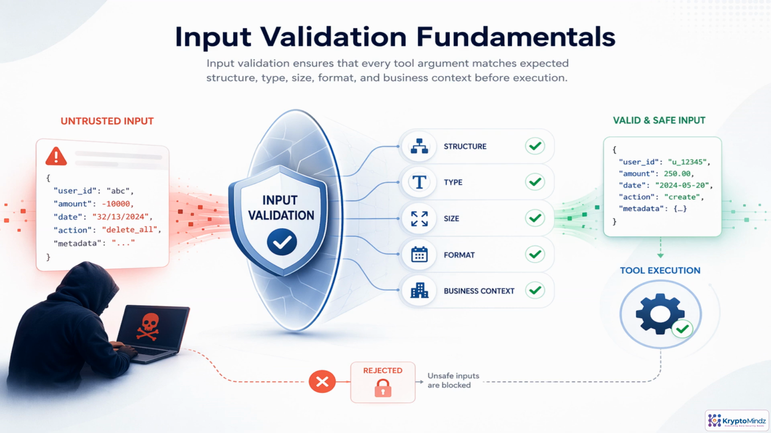Input validation is the gate between an agent's request and any real-world action. Even if the model has safety instructions, treat every tool argument as untrusted. First, check the schema: required fields, types, sizes, and formats. Then check business rules, such as whether an amount is allowed, a date makes sense, or an action is permitted for that user. If anything fails, reject it predictably and return a minimal, safe error. Only validated, authorized inputs should reach tool execution.